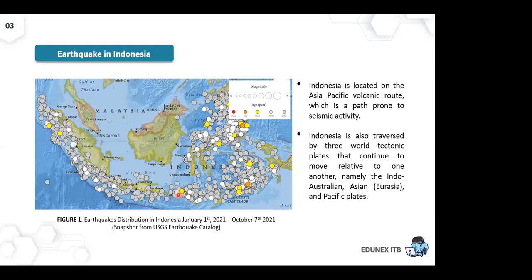The question is, why is Indonesia quite prone to earthquakes? This is because Indonesia is located on the Asia-Pacific volcanic route, which is a path prone to seismic activity. And Indonesia is also traversed by three world tectonic plates that continue to move relative to one another, namely the Indo-Australian, Asian, and Pacific plates.